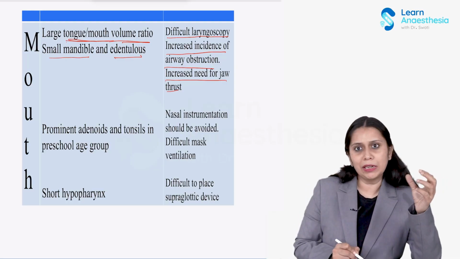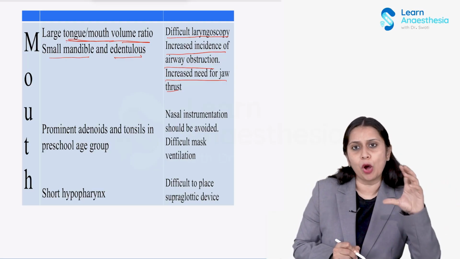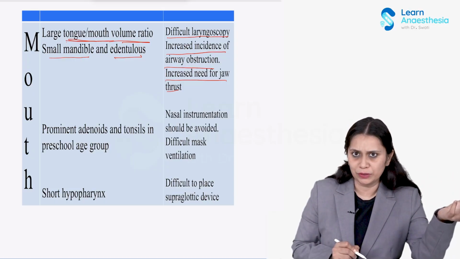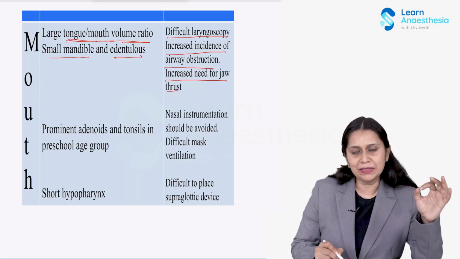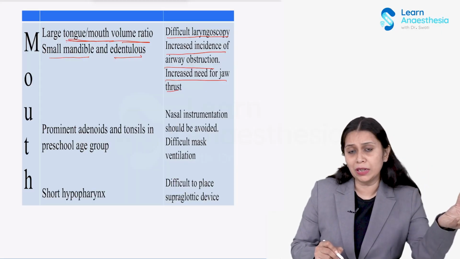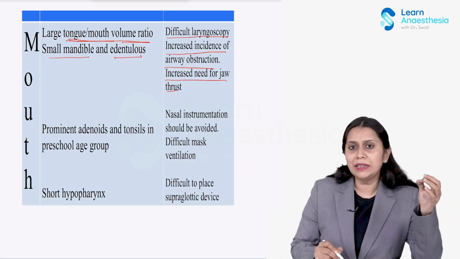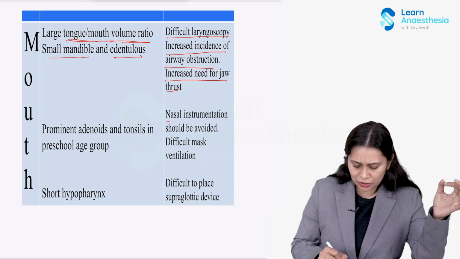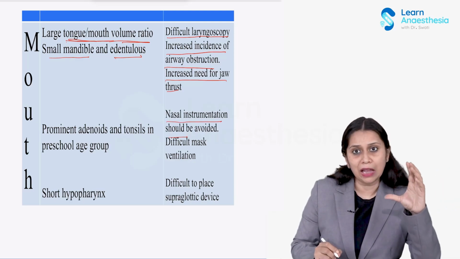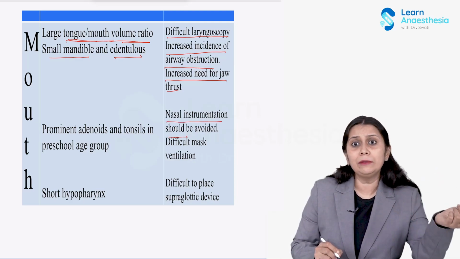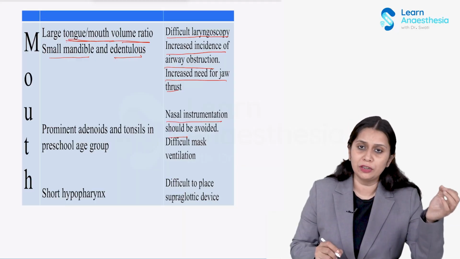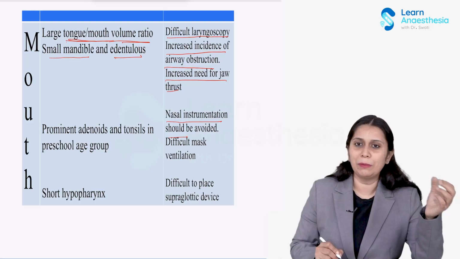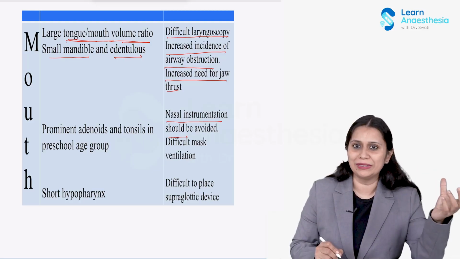Then they have, especially in the school-going age, prominent adenoid and tonsillar hypertrophy, or adenoid hypertrophy, you will see. And this makes it difficult. We should know about the condition of their adenoid because nasal instrumentation should be avoided in these patients, right? So nasal instrumentation should be avoided, and this large adenoid and tonsil again makes the mask ventilation difficult, and to some extent even laryngoscopy difficult by decreasing the space of the oral cavity.